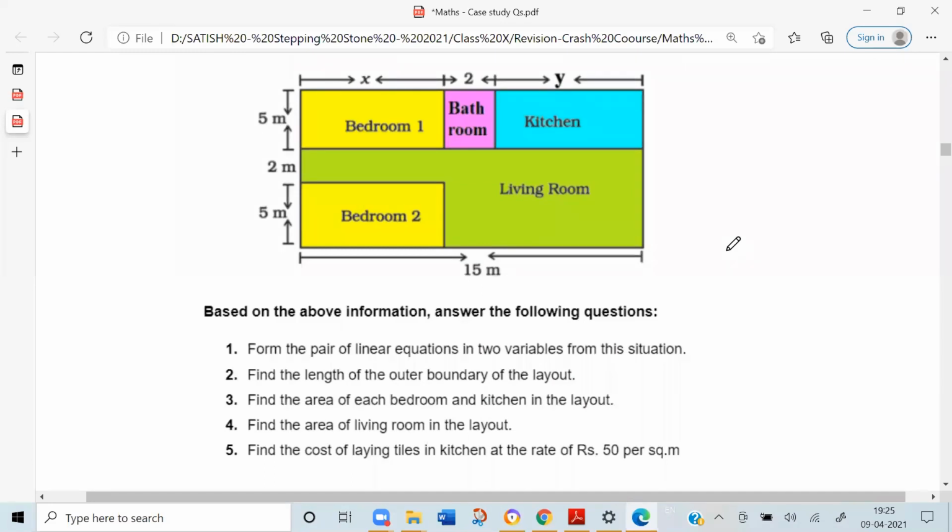Third, find the area of each bedroom and kitchen in the layout. Find the area of living room in the layout. Find the cost of laying tiles in kitchen at the rate of ₹50 per square meter. Now, try all the problems and then we can have a discussion instead of one question at a time.